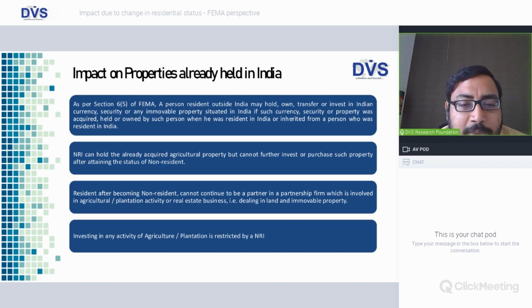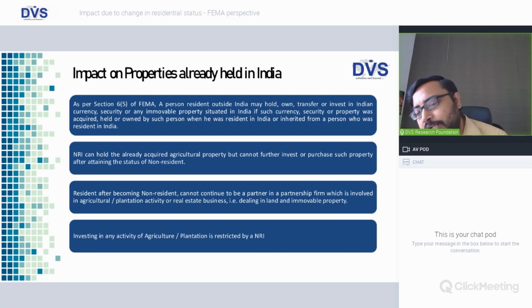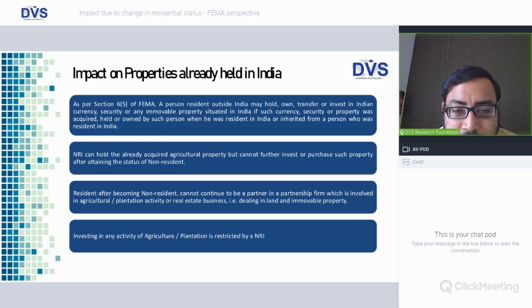And all these will be treated as non-repatriable, and whatever sale proceeds there are will go to the NRO account, and as per the limits in the NRO account, it can be transferred on an annual basis to other accounts abroad.